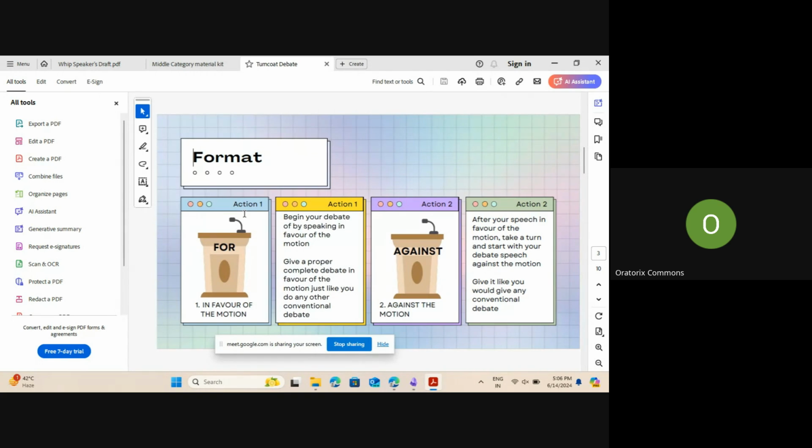Okay. So first, we'll begin with the format of a turn code debate. The very basic format of a turn code debate is that there will be one speaker. He will come first, he will speak for the motion. Then he will switch sides and start speaking against the motion.